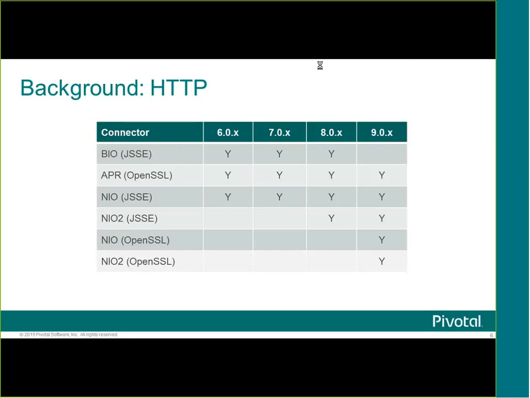BIO with JSSE, that's available from 6 through 8. APR is available for all current versions, as is NIO with JSSE. NIO2 with JSSE is available from 8 onwards, and NIO and NIO2 with OpenSSL, that's 9 onwards.